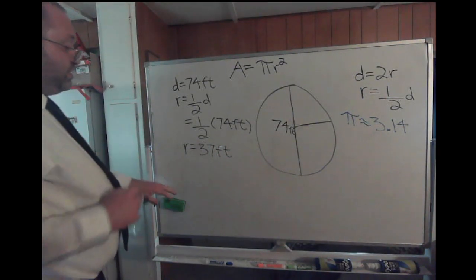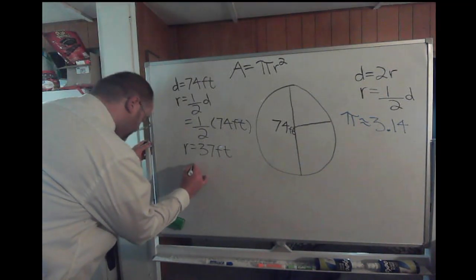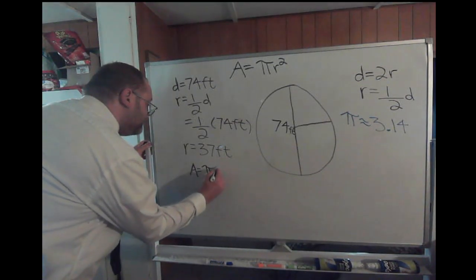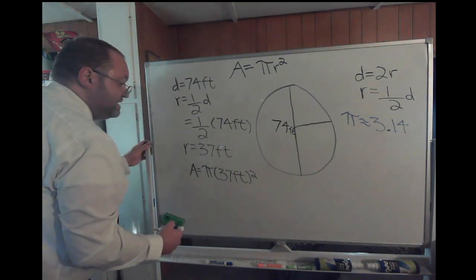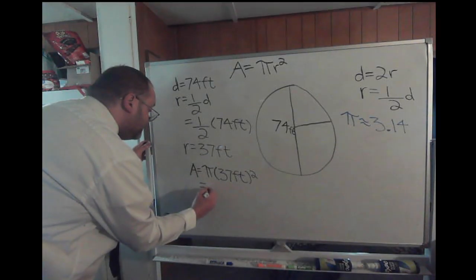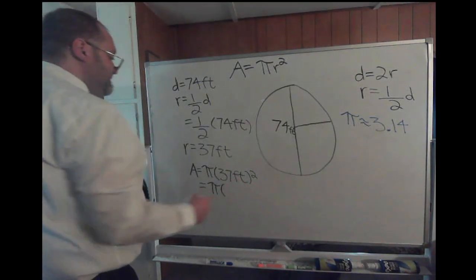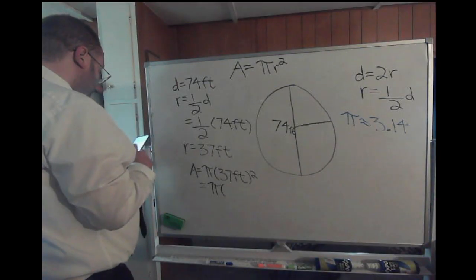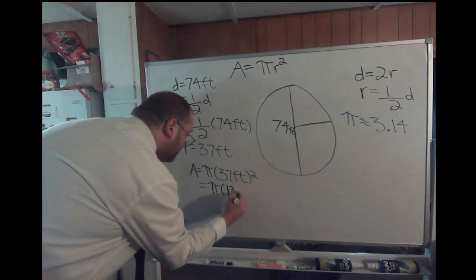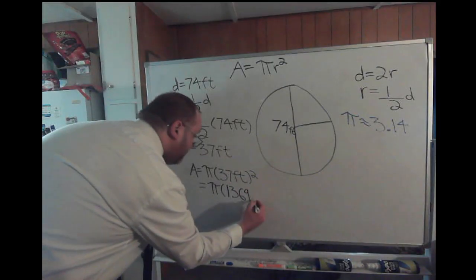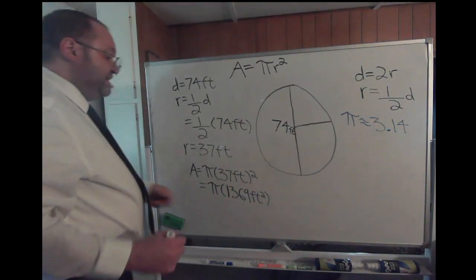Okay, so we found our radius. Now we can proceed to find the area. The area of this circle is equal to pi times that radius of 37 feet to the second power. Order of operations dictates, once again, we do the exponents first. So outside the parentheses, you'll have pi. Inside the parentheses, you're going to do 37 to the second power, which I have no idea what that is. 37 to the second power, that's 1,369. Feet to the second power is just that, it's square feet. So you'll have pi times 1,369 square feet.